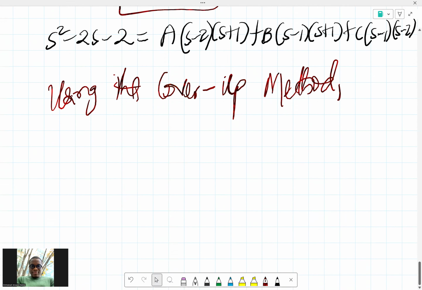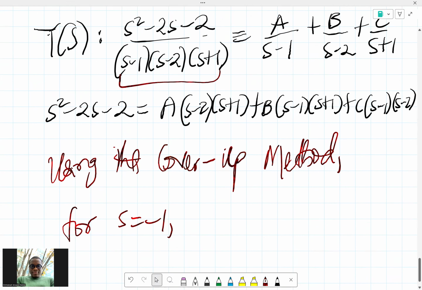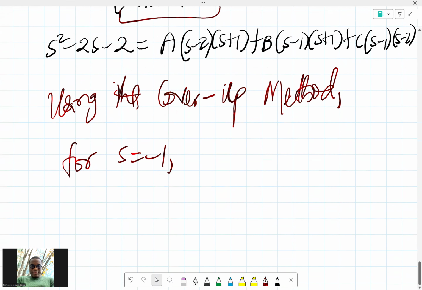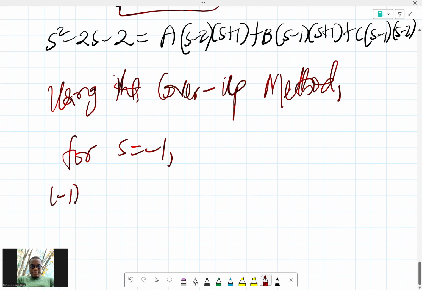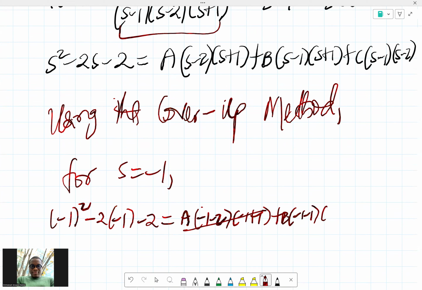So let's start with minus 1. So for s equals minus 1, that's going to eliminate anywhere there is plus 1. So on the left hand side, we have minus 1 squared minus 2 times minus 1 minus 2 equals, on the right hand side, we have a into minus 1 minus 2, then minus 1 plus 1. So automatically that will go, because minus 1 plus 1 is 0, then plus b into minus 1 minus 1, then minus 1 plus 1. This will also go because minus 1 plus 1 is 0.